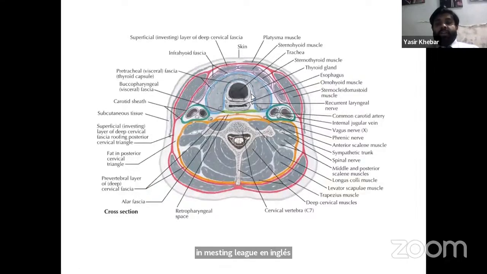Then we have this blue area. This blue part is known as the pretracheal fascia. You can see that this is the trachea, this is the esophagus, and it's lying anterior to the trachea. That's why it's called the pretracheal fascia. We have the vertebral bodies behind, and just anterior to the vertebral bodies we have this yellow layer that is known as the prevertebral layer of the deep cervical fascia. And then the structure that we want to discuss today is this layer labeled in green. That is the carotid sheath.